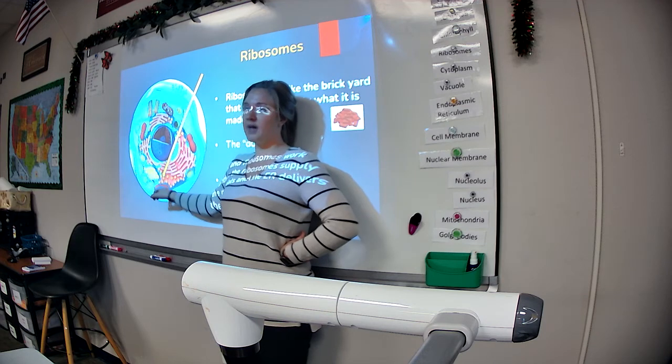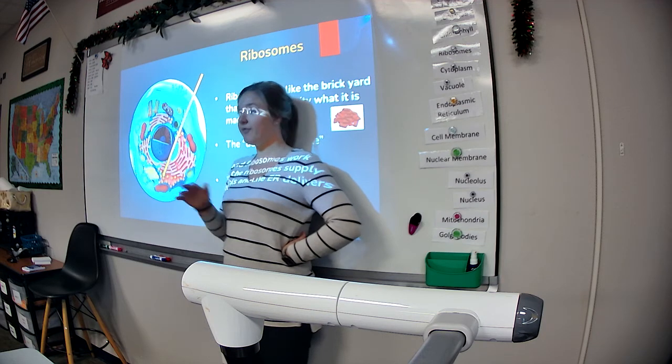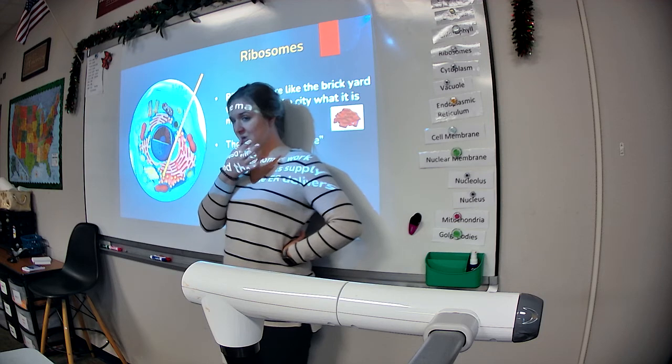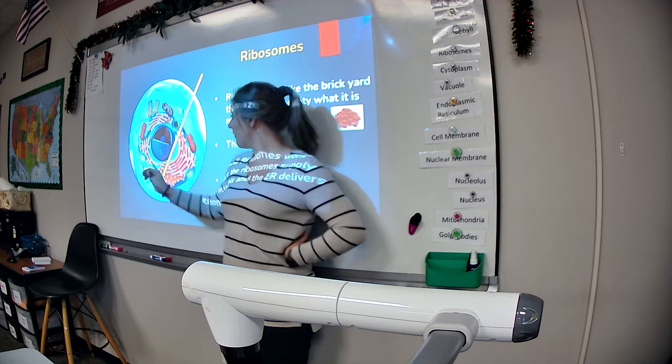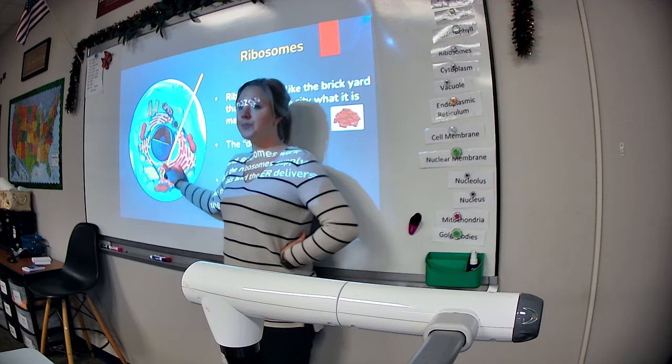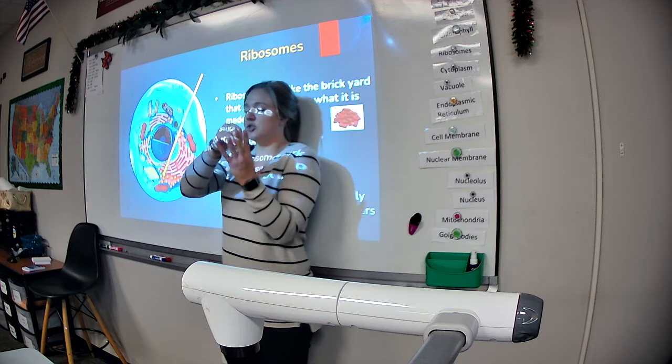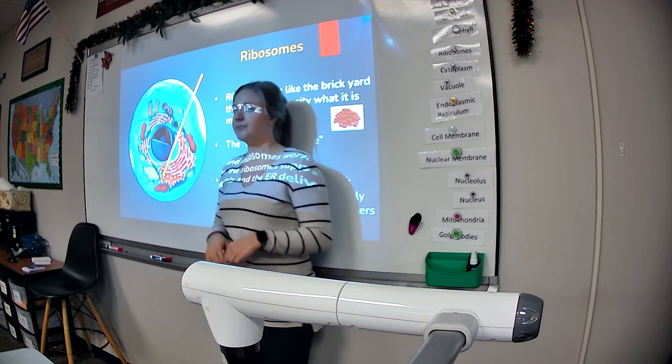Okay. So think of it kind of like the dots make it bumpy and rough. It's rough ER. So which one delivers the ribosomes? The ER, the whole thing, the pink part. The ribosomes are just kind of attached to it. They hang out on top of it.